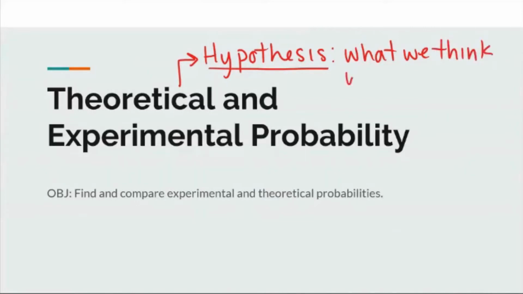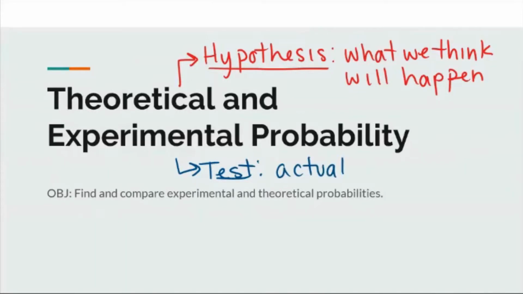Whereas experimental probability is the actual test, right? In science class, when we talk about experimental, it's something we're actually testing. It's like the test actually happened. So it's the difference between predicting the outcome of flipping a coin, right?